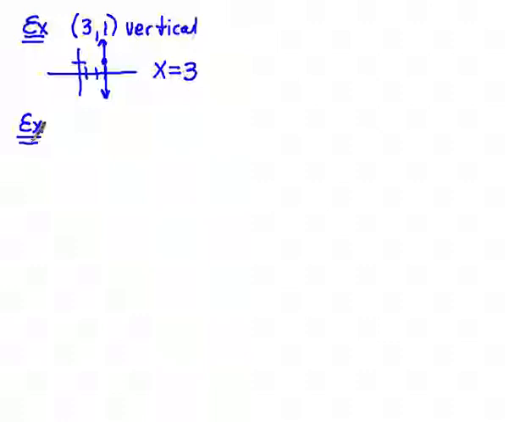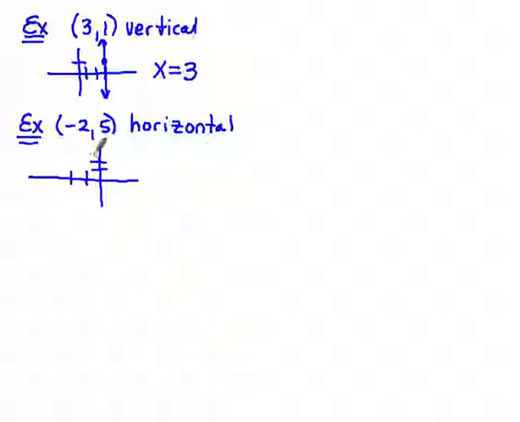If I have negative 2, 5, and it is a horizontal line. Okay, so I've got negative 2, 1, 2, 3, 4, 5, and it goes through the point negative 2, 5, and it's horizontal. This time, it's crossing the y-axis. So y equals, and where is it crossing? It's crossing at 5. So it's y equals 5.